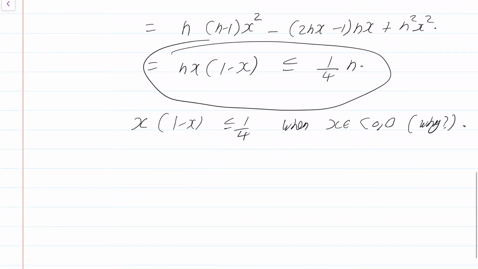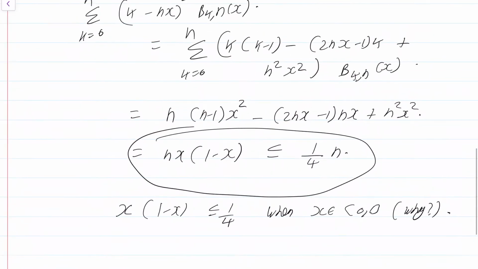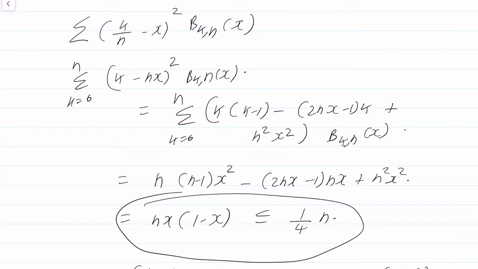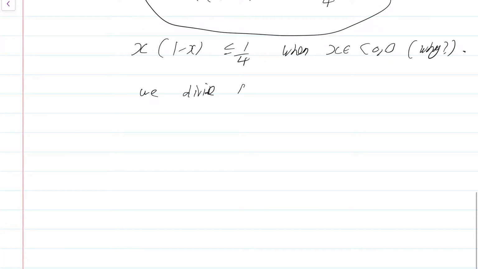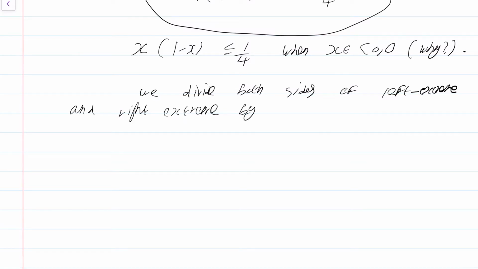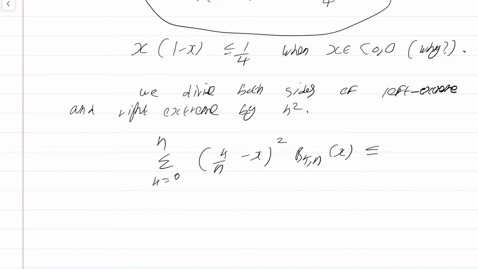Okay, so now that we have this equation that nx into 1 minus x is less than or equal to 1 by 4n, ultimately what we have is the term we started out with: summation k equals 0 to n of (k minus nx) the whole squared b_k^n(x) is less than or equal to 1 by 4n. What we do is we divide both sides, left extreme and right extreme, by n squared. Once we do that, we get summation k equals 0 to n of (k by n minus x) the whole squared b_k^n(x) is less than or equal to 1 by 4n.